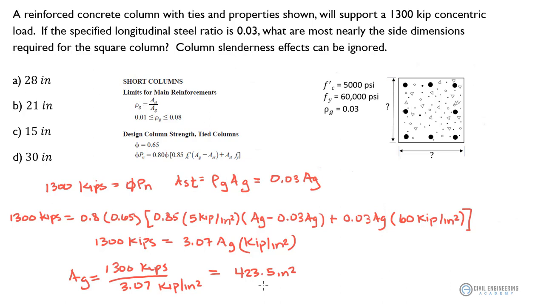Okay, that gets us the area. So how do we get at what these individual sides will be? Well, obviously this is square, and so we can just take the square root of this number, and we'll get in inches what that side should be. If we do that, we should come up with 20.6 inches, which is approximately 21 inches, which is our answer B.